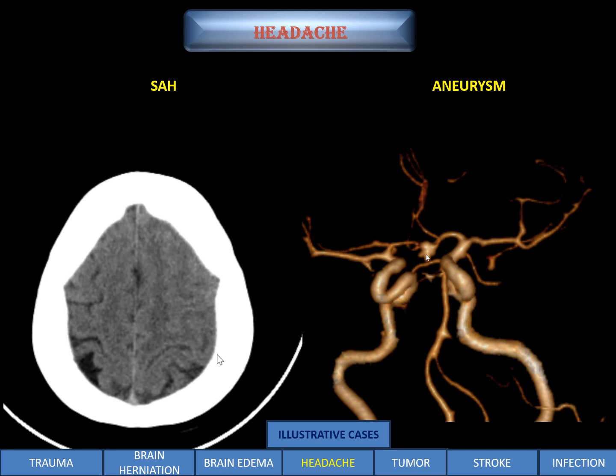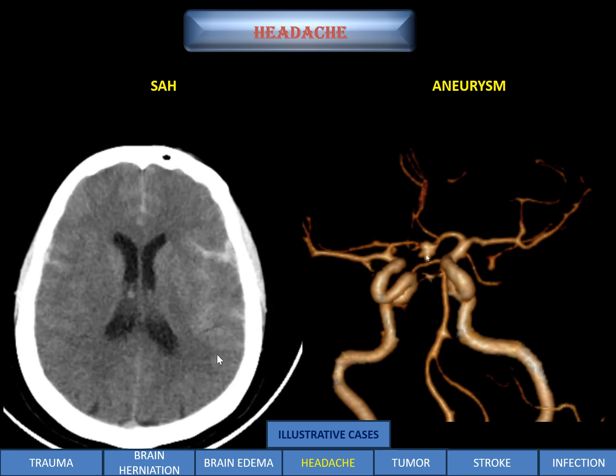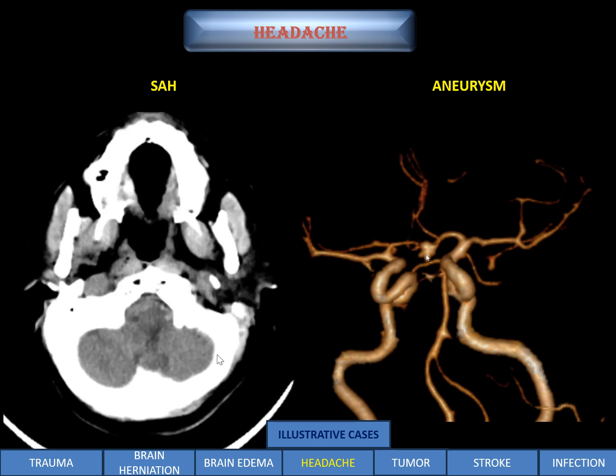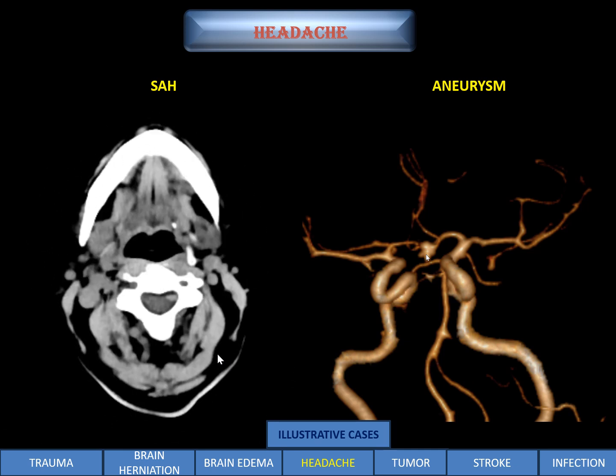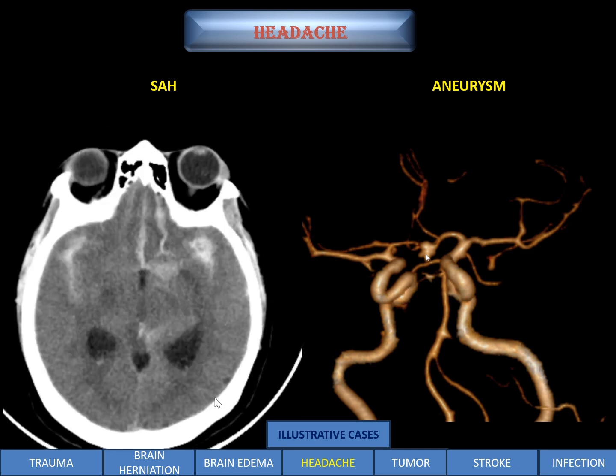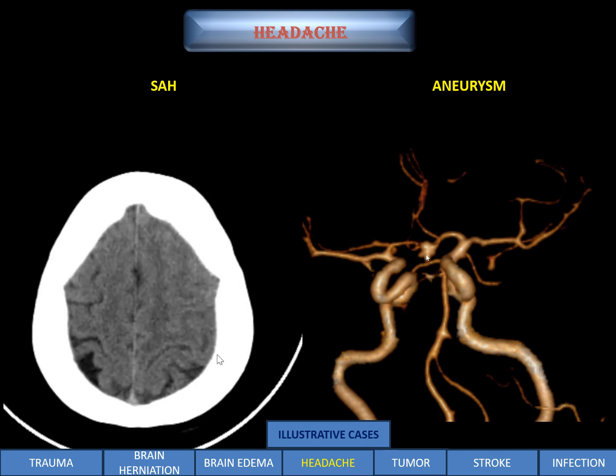Another important cause of headache is subarachnoid hemorrhage. As we move cranial to caudal, we are able to see the sylvian fissures which are loaded with blood, the basal cisterns again which are showing blood, and the interhemispheric fissure. All this points to an etiology of an aneurysm.